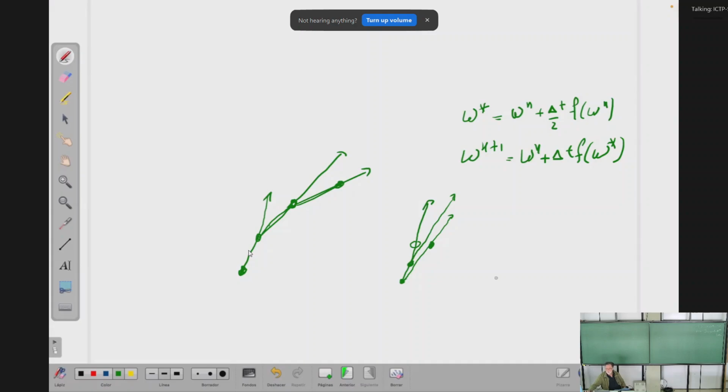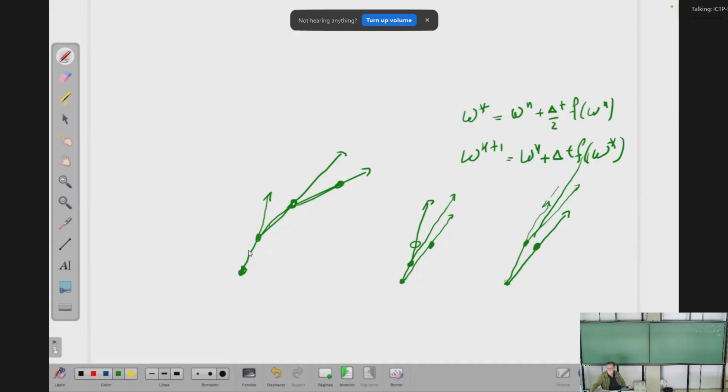You could do something else. For instance, you start with this point here, the vector field was pointing more or less like this, go the whole step here, compute the vector field here, and take the average of these two vectors. That will be some vector in the middle of these two. Put this vector here, and go through this vector a whole delta t, and so you correct this point.